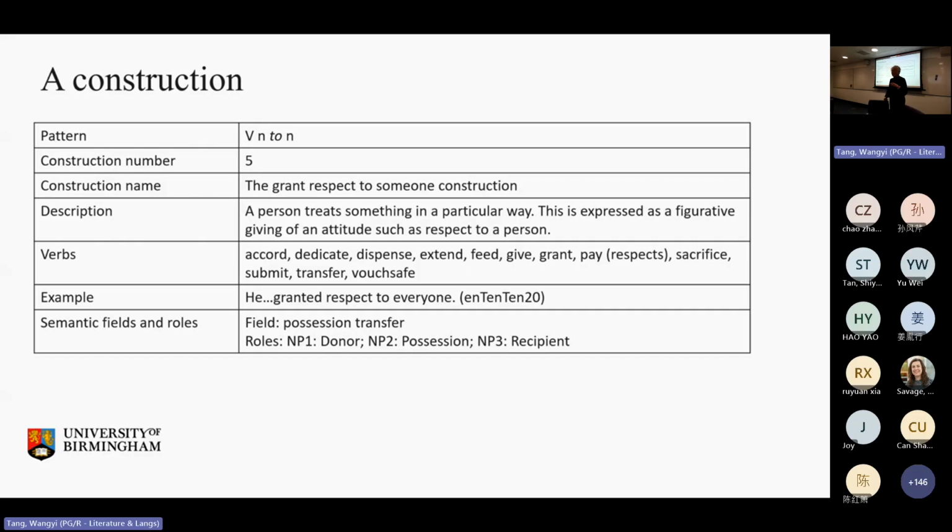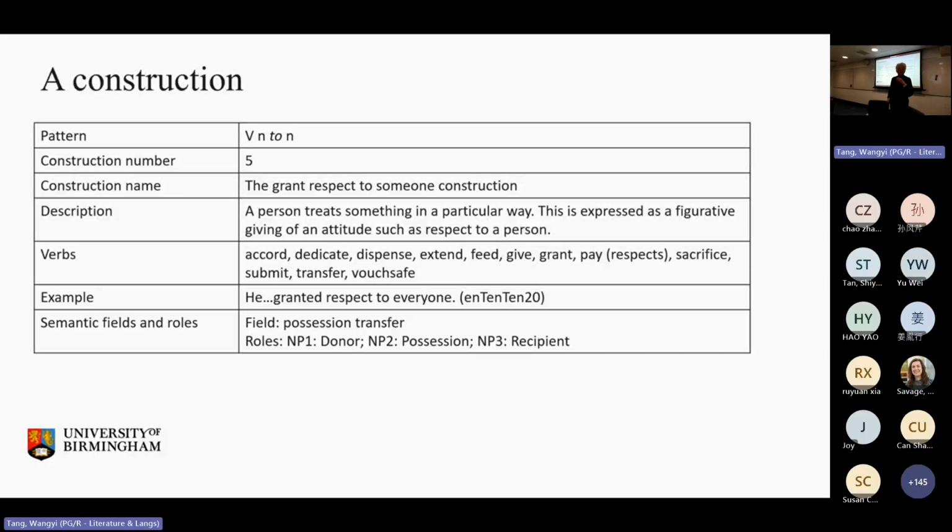So this is an example of what I spent 2 years doing. Taking a pattern, such as verb, noun to noun that we've just looked at. Identifying what I called a construction, and in this case gave it a name, the grant respect to someone construction, which isn't a very clever name. Most construction grammarians use much cleverer names than that, but at least you can see what it means. The description of it is a person treats someone in a particular way, expressed as a figurative giving of an attitude such as respect to a person. So it's a kind of metaphoric transfer of possession.